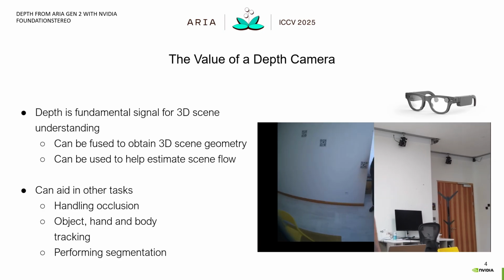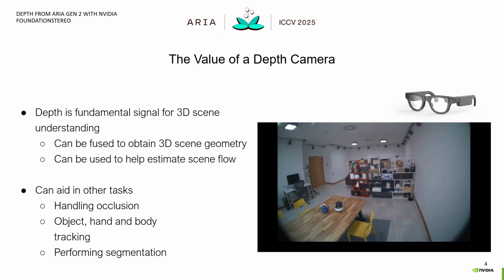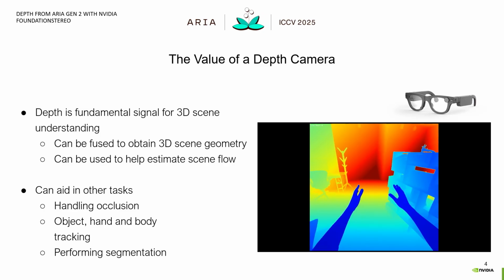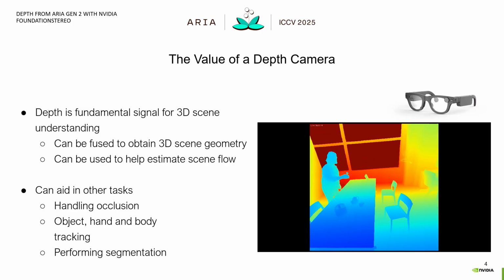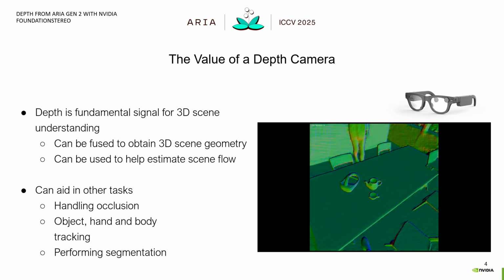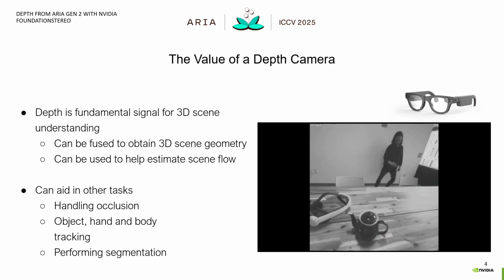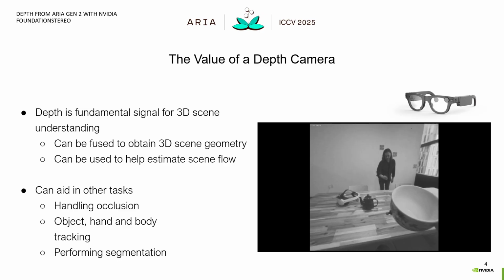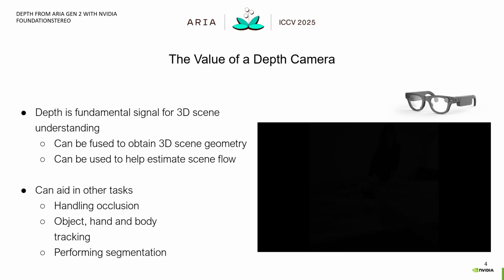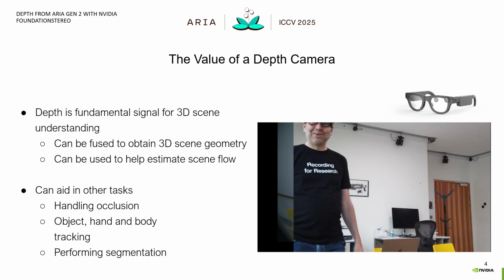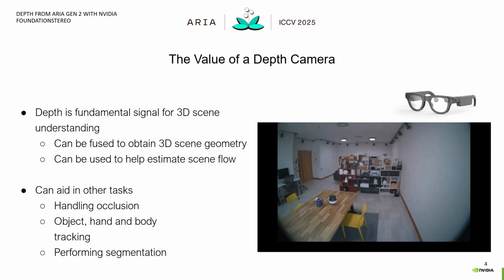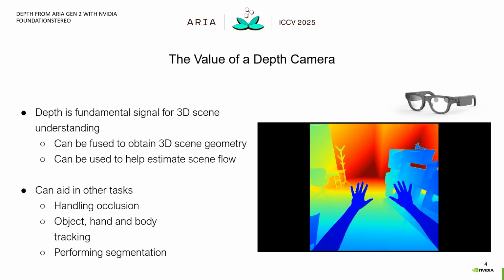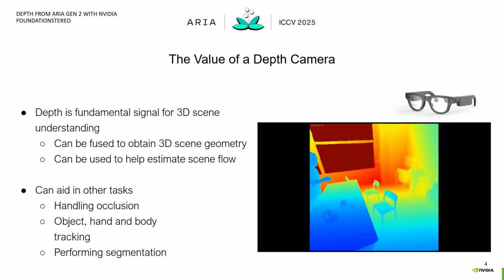Before we dive into more details, what is the value of a depth camera? Depth is a fundamental signal for 3D scene understanding. Whenever we talk about depth, we not only talk about depth, but more about 3D spatial understanding. This can be helpful for fusing to obtain 3D scene geometry and help estimating, for example, scene flow. It can also help to aid many other computer vision tasks like handling occlusions, object or body pose estimation or tracking, and performing segmentations.